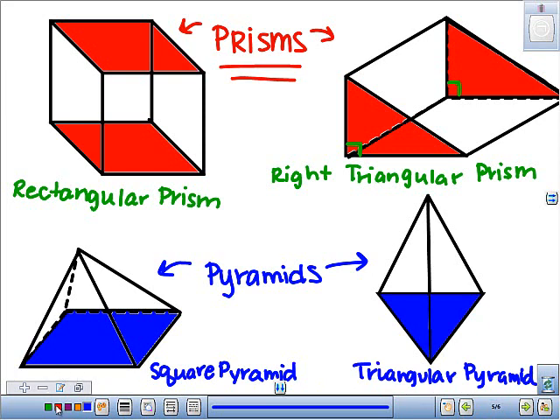Now the one up here that we called a rectangular prism, if you were told that these were squares and that the faces connecting them were all congruent squares, all 6 faces, then you could also call this a cube. But that's only if all 6 sides are a square, like a dice. Or a die, I should say.